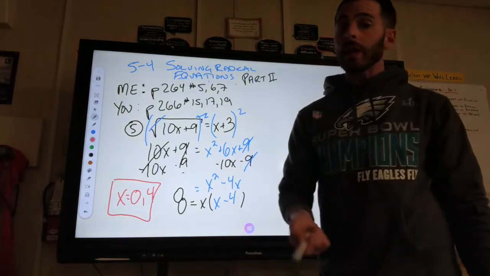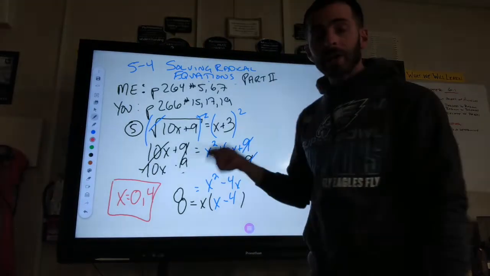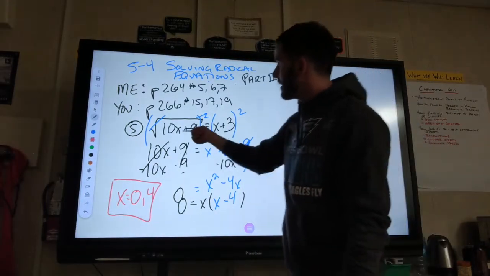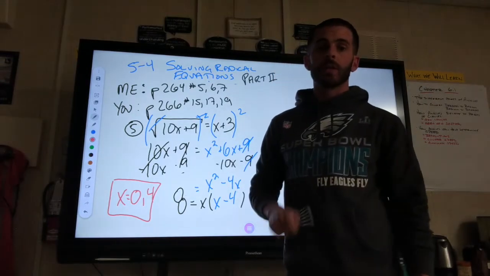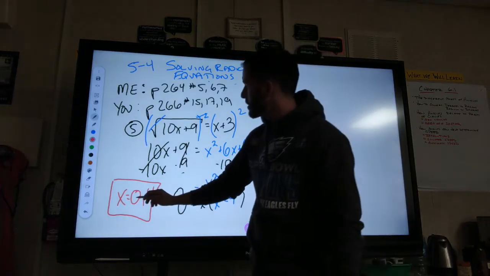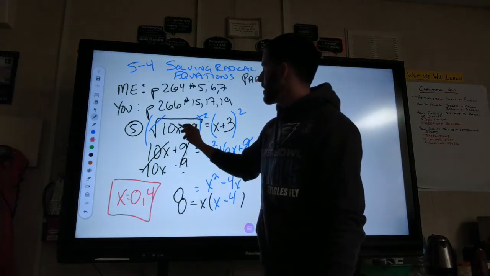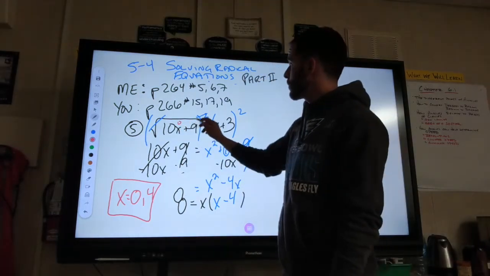Not all the answers you get with these types of problems are actually going to be the answers. We actually need to go back, plug them into the question to see if this side equals this side. We have to do it. There will be trick questions. We don't know if all of them are going to be right. So let's plug in 0. 10 times 0 is 0, and 0 plus 9 is 9. The square root of 9 is 3.